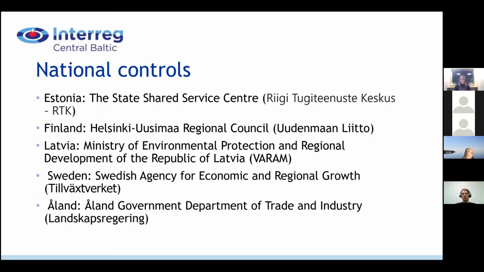Here we have a list of the national controls. When the budget is implemented, it will first be checked by the national controls, and here we can see which institution in each country will do that. After the national controls, the reports will come to the Joint Secretariat and be assessed there.